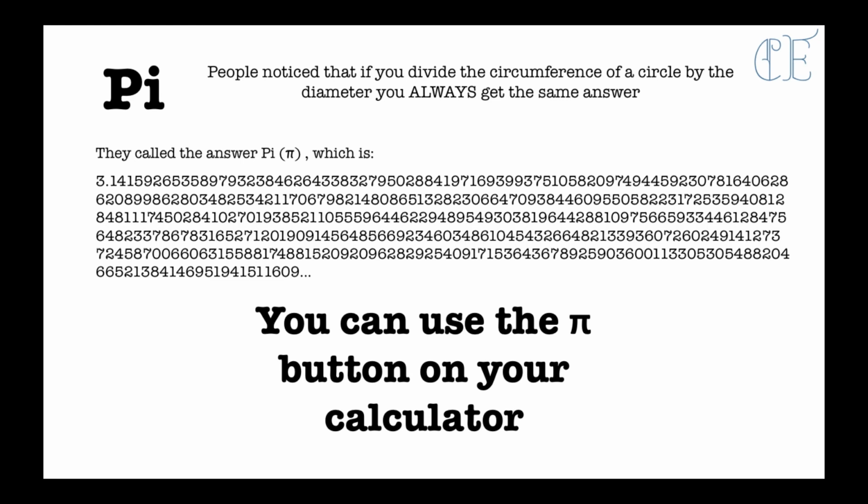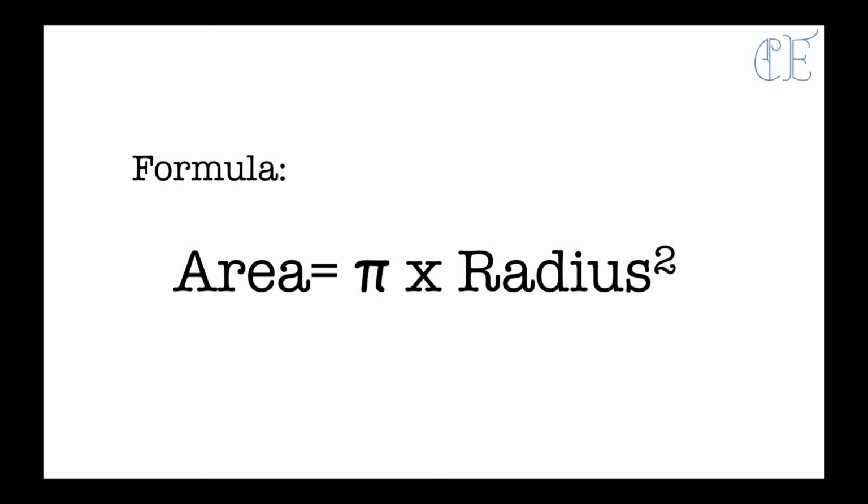Okay, you can use the pi button on your calculator, obviously, instead of typing all of that in. So the formula for area of a circle is pi r squared. Pi r squared is basically pi times the radius squared, and squared is times the radius again. So you would have pi times radius times radius. All right, I'll show you how that works in a minute.